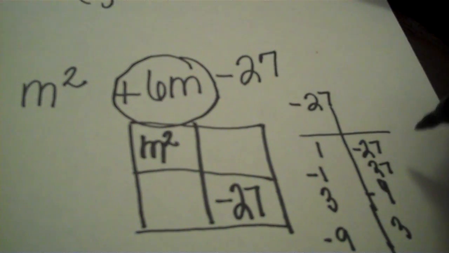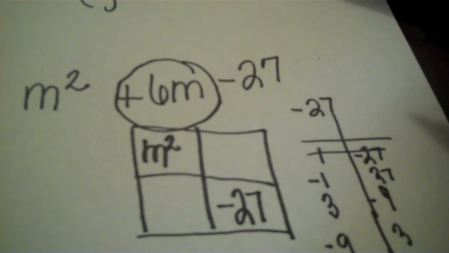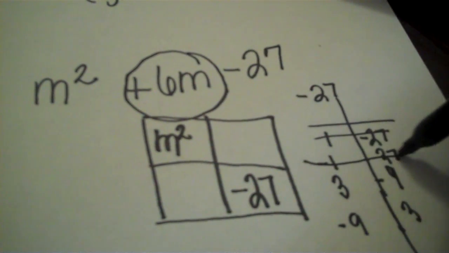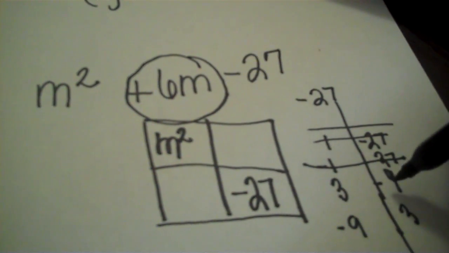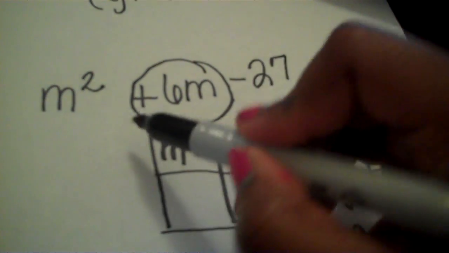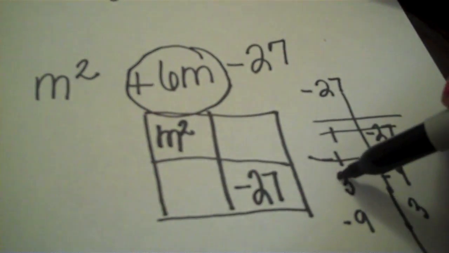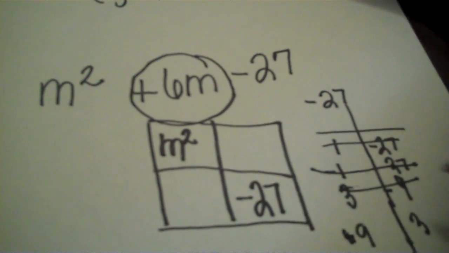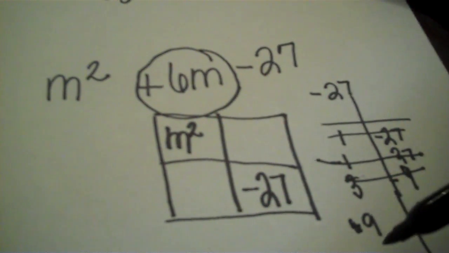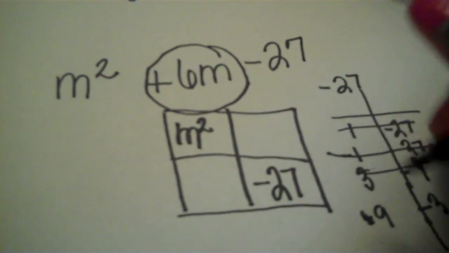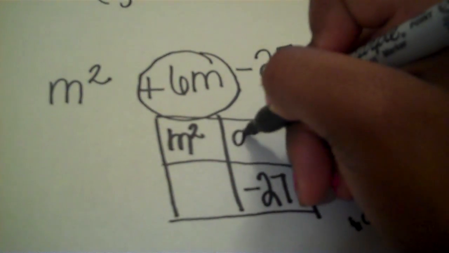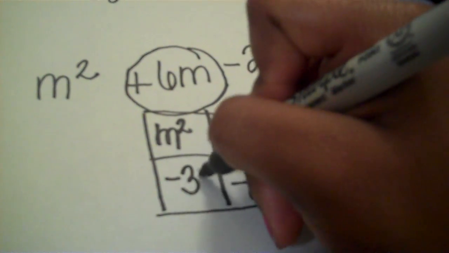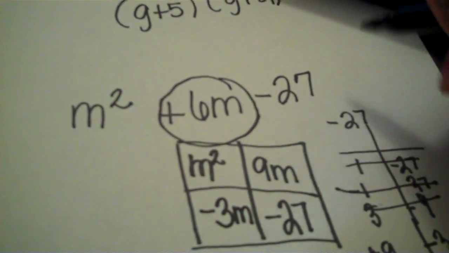Positive 1 plus negative 27 is negative 26. So that's out. I just need 6. Negative 1 plus 27 is positive 26. 3 plus negative 9 is negative 6, but I need a positive 6, so that's out. And this should be, sorry, positive 9 and negative 3. Positive 9 plus negative 3 is positive 6. So I want to write a positive 9m and a negative 3m. Remember, it doesn't matter where you put the factors.